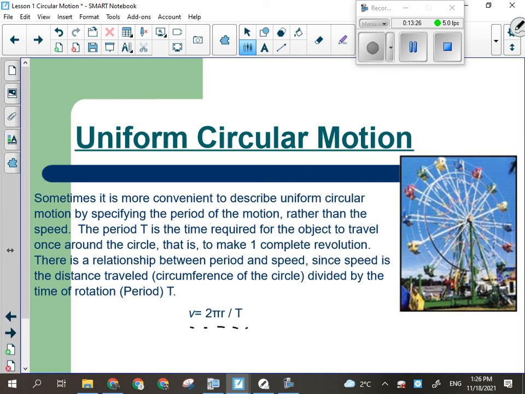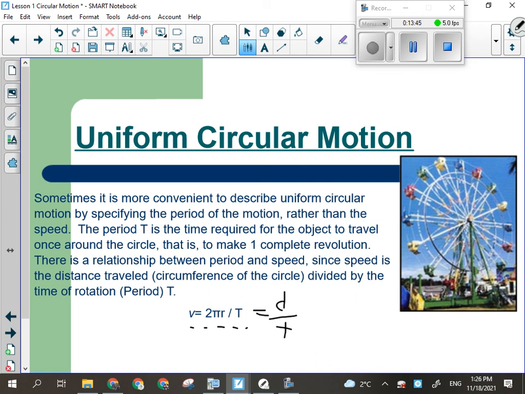So really, v equals d over t. It's just applied to a circle. The distance you travel is the circumference of the circle. The period is the time it takes to go around the circle one time. v equals d over t. So we're going to use that formula a lot in this unit, okay?